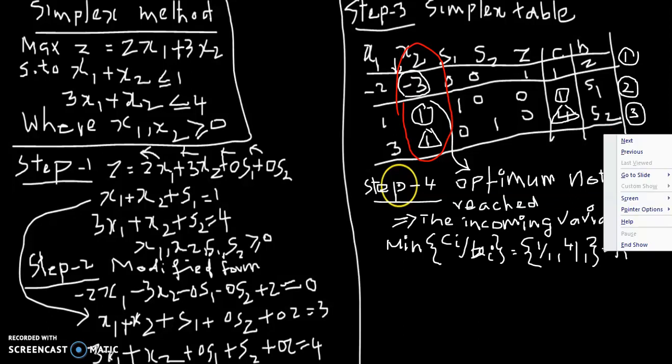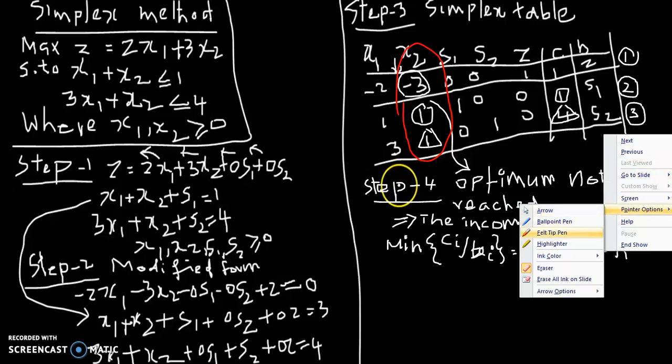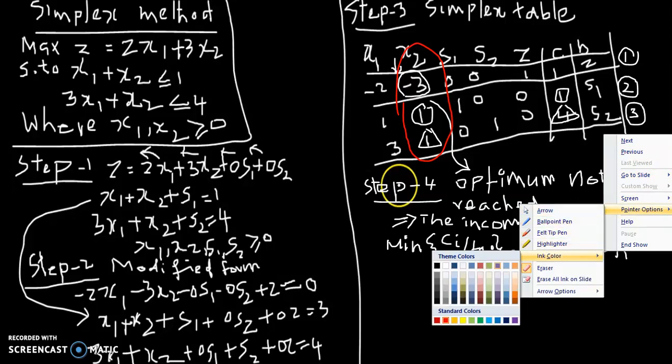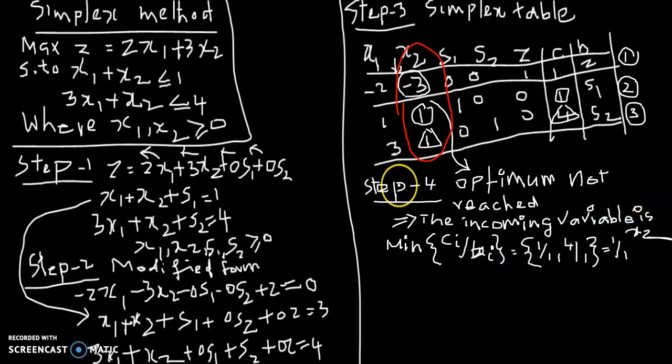Look at this. Now I will take the red ink again. Now see here, one by one. Am I correct? So this is the outgoing variable. The intersection of this and this, we call it the pivot element. This is called pivot. This is called pivot element.